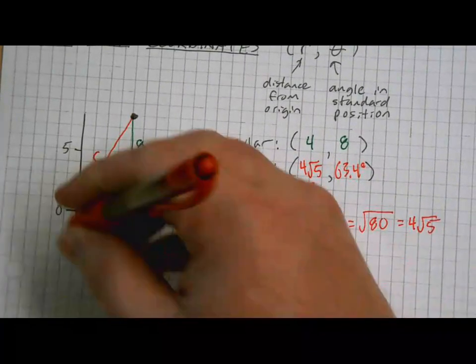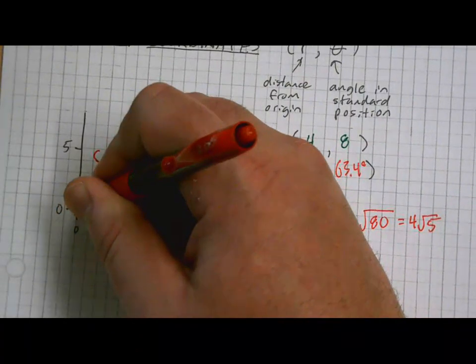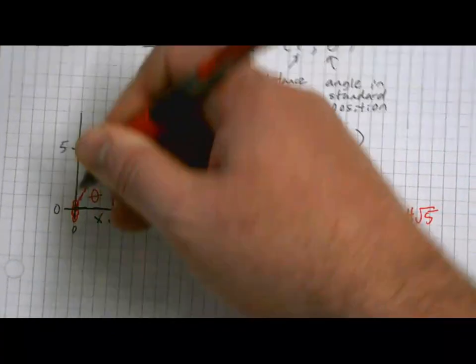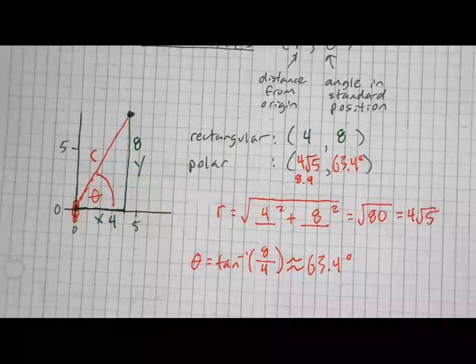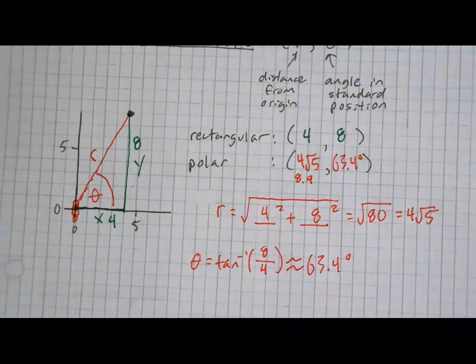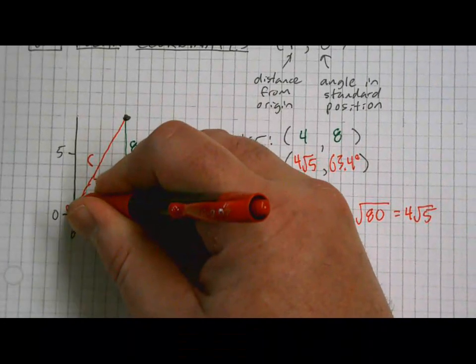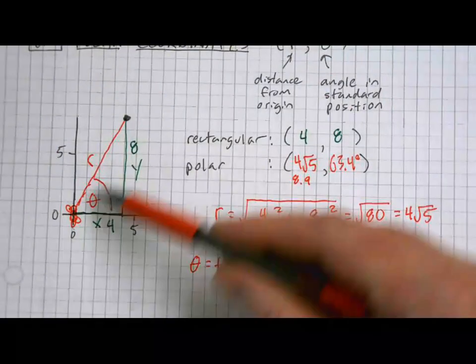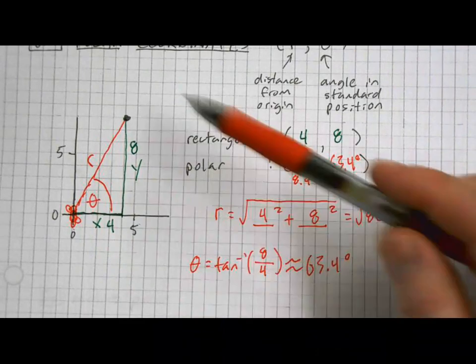So imagine a person standing here, and they're facing towards, here's their shoulders and their head, bird's eye view, right? And they're facing towards the positive x-axis. They're going to turn 63.4 degrees so that they're facing this way now. And then they're just going to walk 8.9 feet, and they're going to land at that same spot.